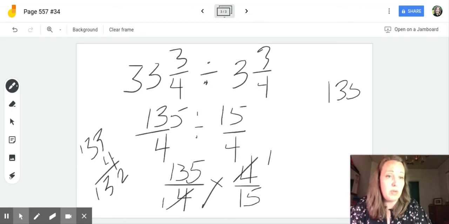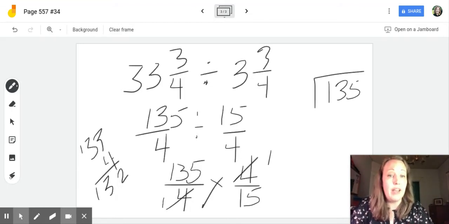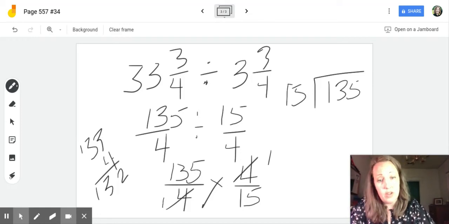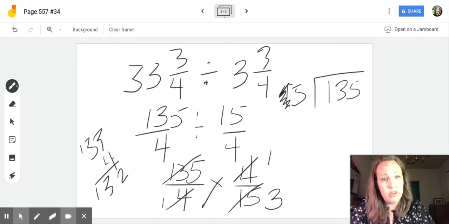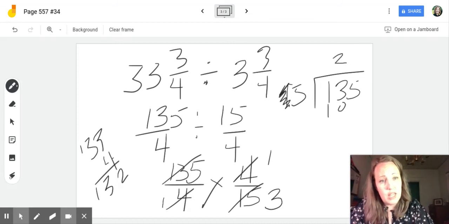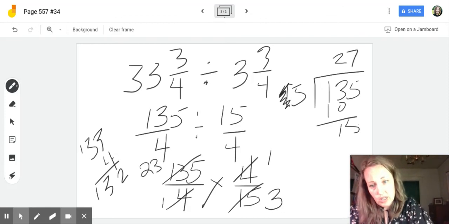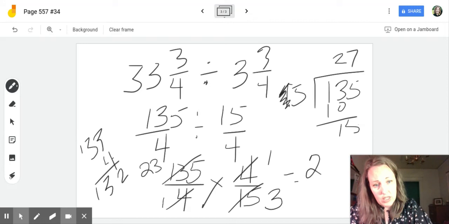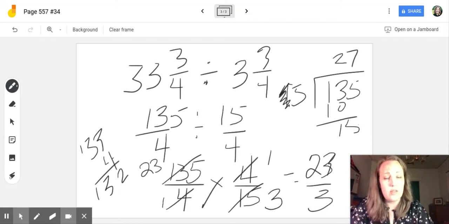We could also think about common factors. 5 is an obvious one for me. Or you could just take 15 goes into 135. Well, let's do it both ways. 15 divided by 5 is 3. Instead of taking 15 here, what's 135 divided by 5? 5 times 2 is 10, 15, and 3. So this becomes 23. So I get 23 thirds. 3 goes into 23 7 times, right?